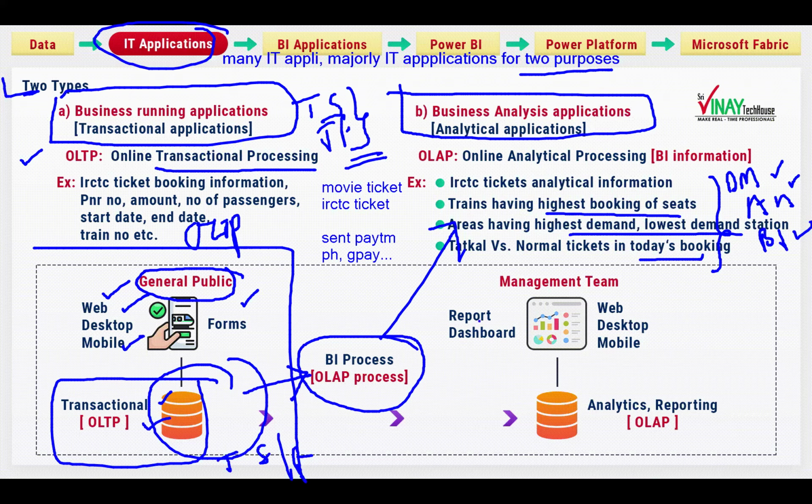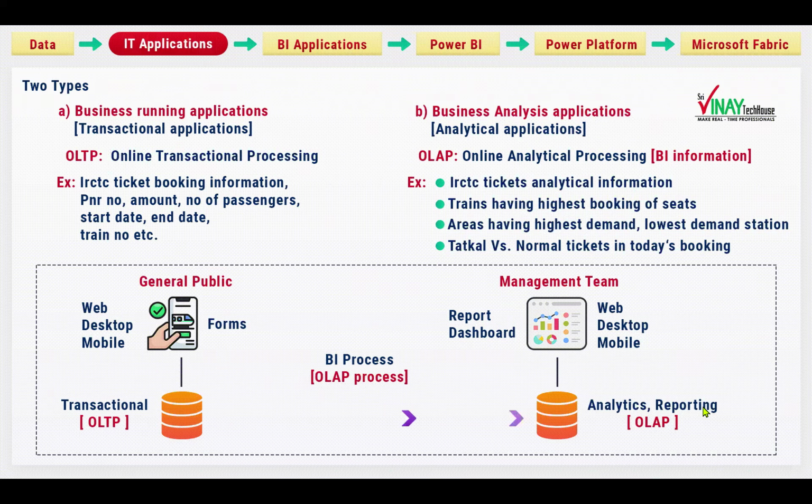And this data in the form of report or dashboard. And this data displayed in the form of web, desktop, mobile. Able to understand? So your transactional data, BI process, and BI data converted and presented through report or dashboard. And your objective is this.